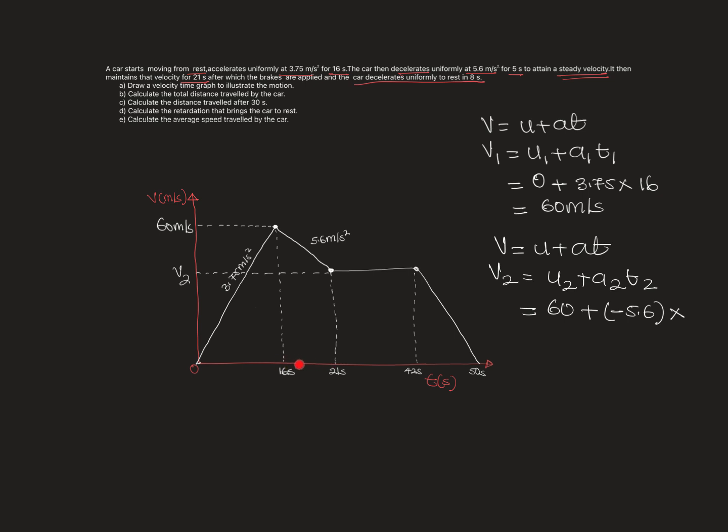The duration for the deceleration was 5 seconds in the second event. And that will give you 32 meters per second. So I will go on to replace that on the velocity time graph.